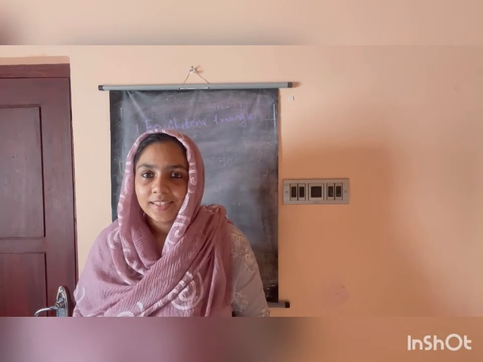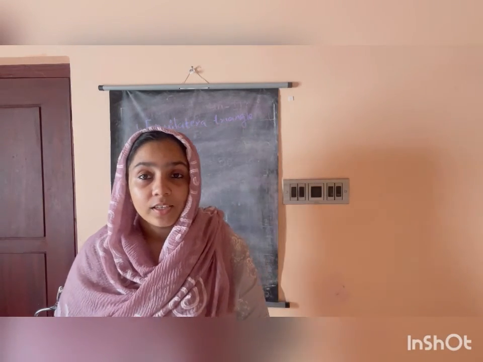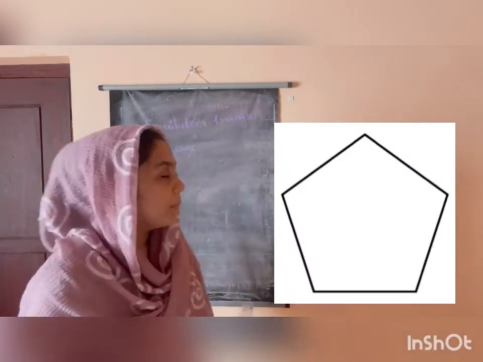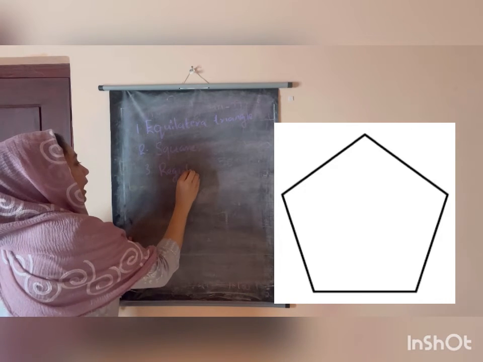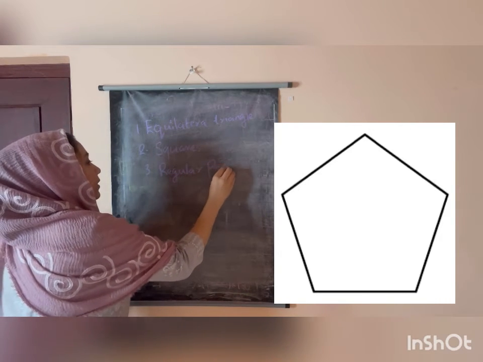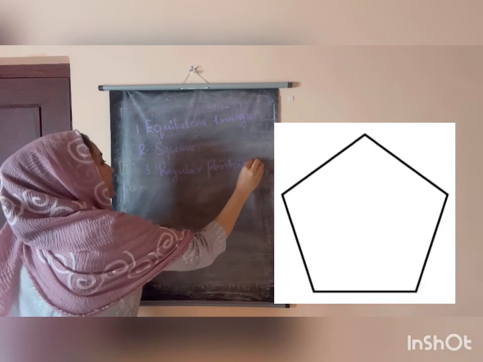Then what was our 5-sided figure's name? Yes, pentagon. Very good. Then if a pentagon's angles and sides are all equal, what do we call it? Nobody knows? Yes, we call it a regular pentagon. It's a new term for you. A regular pentagon is a pentagon whose angles and sides are equal. Our third one is a regular pentagon.